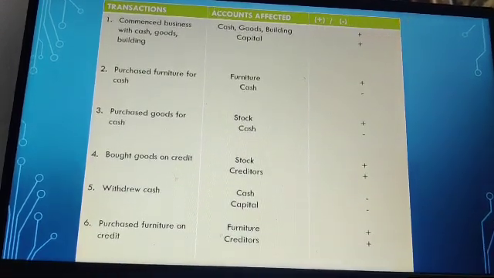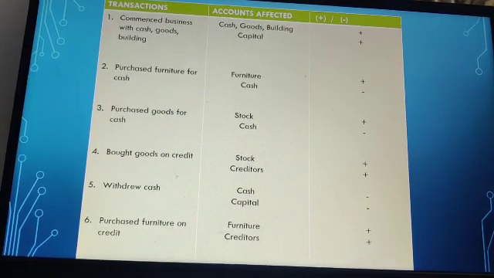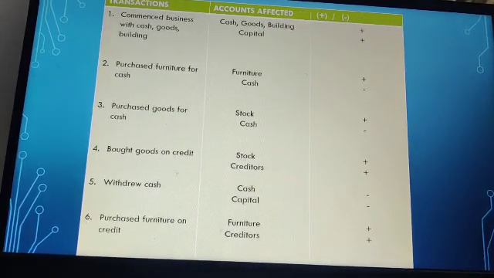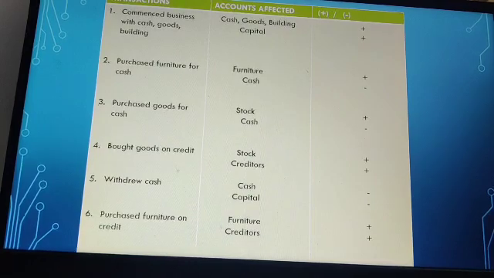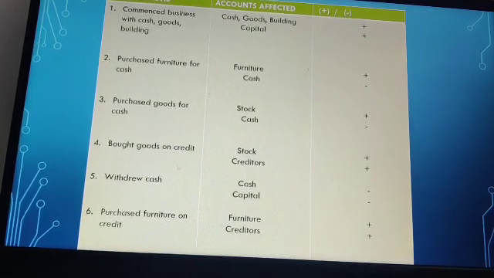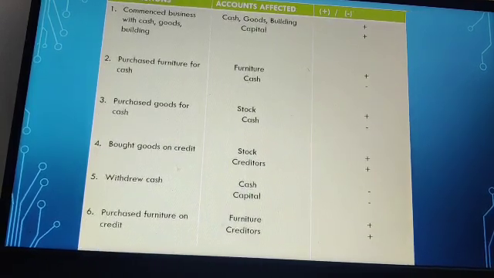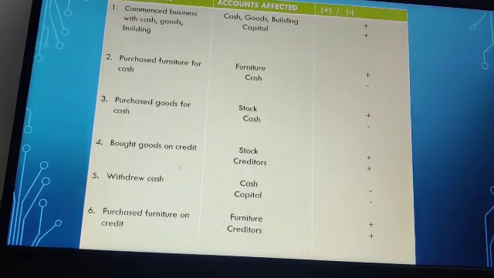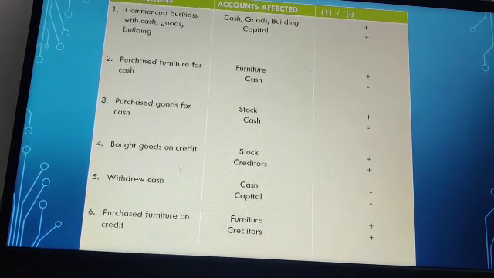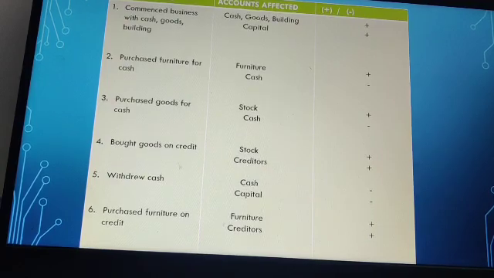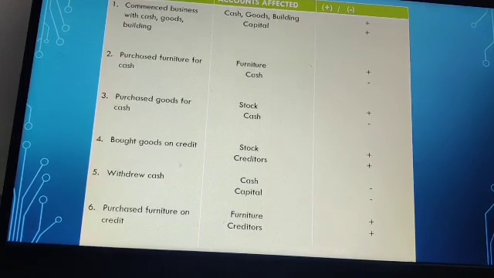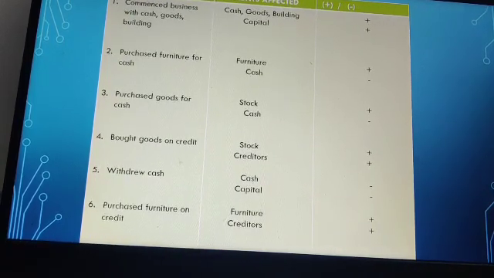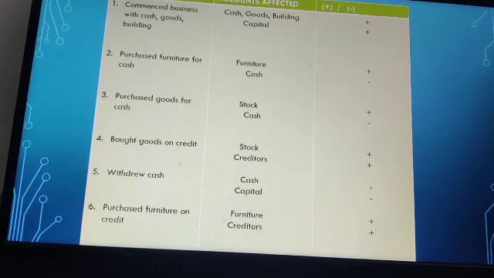Similarly, bought goods on credit. When you purchase goods for cash, you open a cash account. However, when you are purchasing on credit, you create one account known as creditors, because creditors are recorded under your liabilities section. That is why creditors are to be added upon. Stock added, creditors added, again keeping your accounting equation balanced.